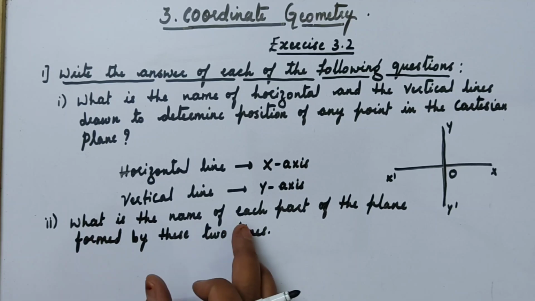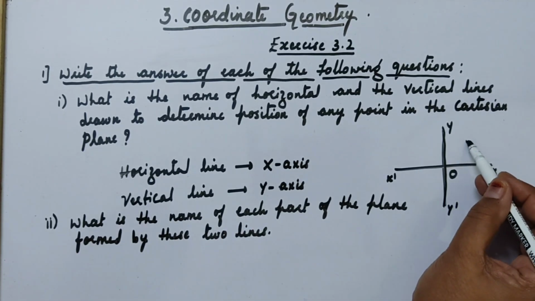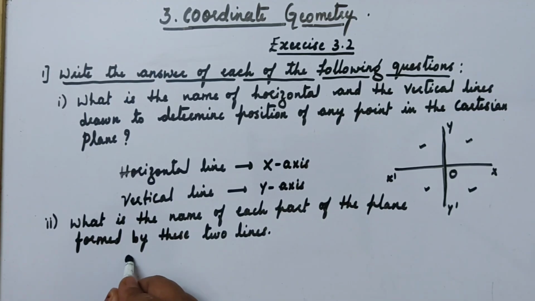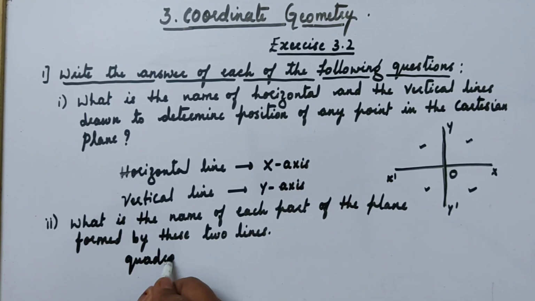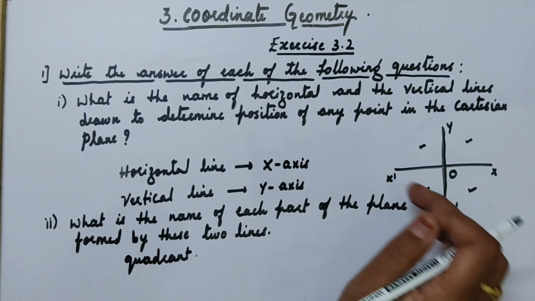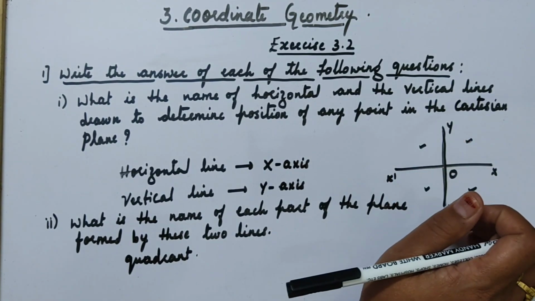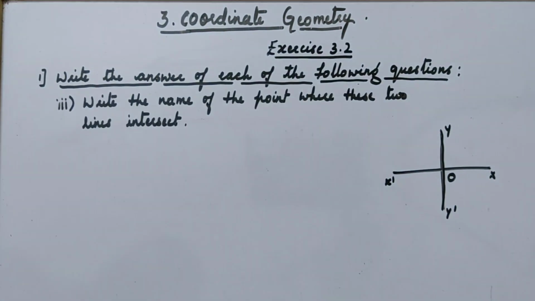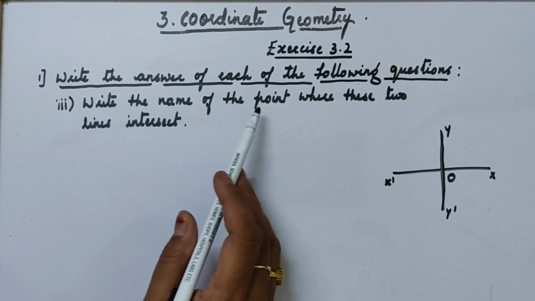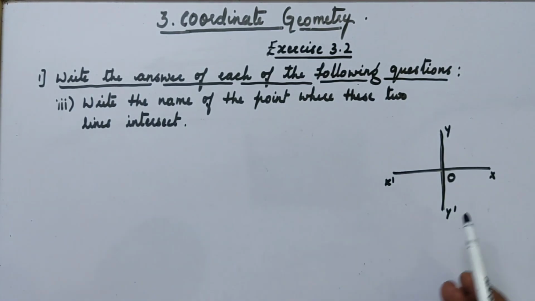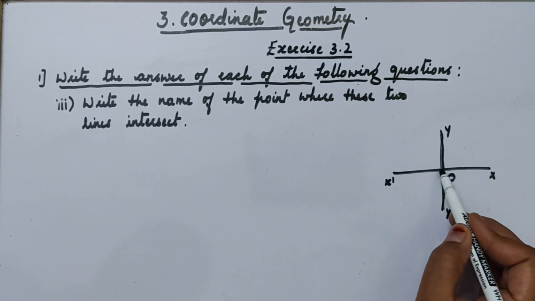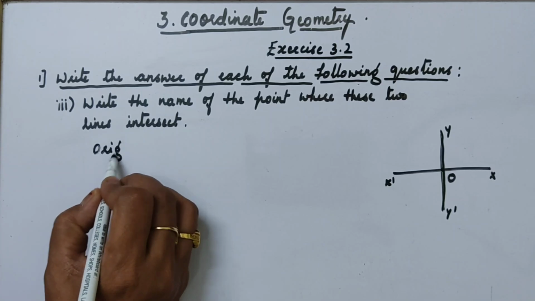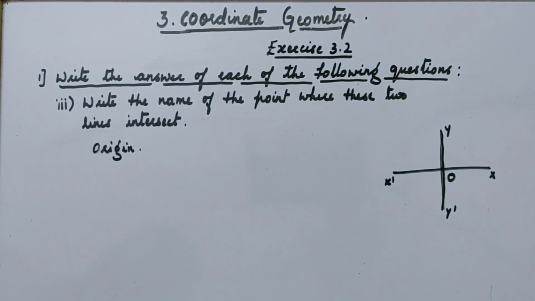Now what is the name of each part of the plane? Each part of the plane is called a quadrant, which is formed by these two lines, the x-axis and y-axis. So we call each part a quadrant, students. Next question: write the name of the point where these two lines intersect. These two lines intersect at the point O, that is the origin. I hope this is clear to you all.